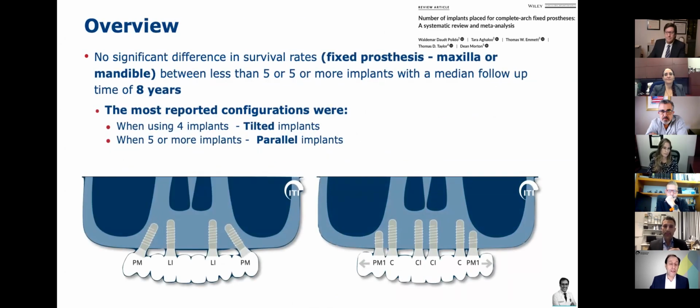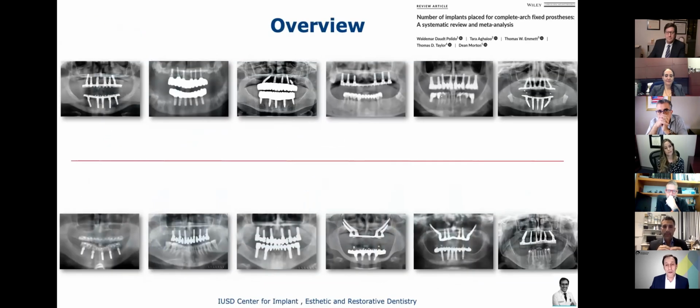So as an overview, there is actually no significant difference in survival rates for a fixed prosthesis for both maxilla or mandible between less than 5, let's say 4, or more than 5, or actually 6 implants, with a median follow-up of 8 years. The most reported configurations were, when using 4 implants, the distally tilted implants, and when 5 or more, the parallel configuration. So this is what we do.